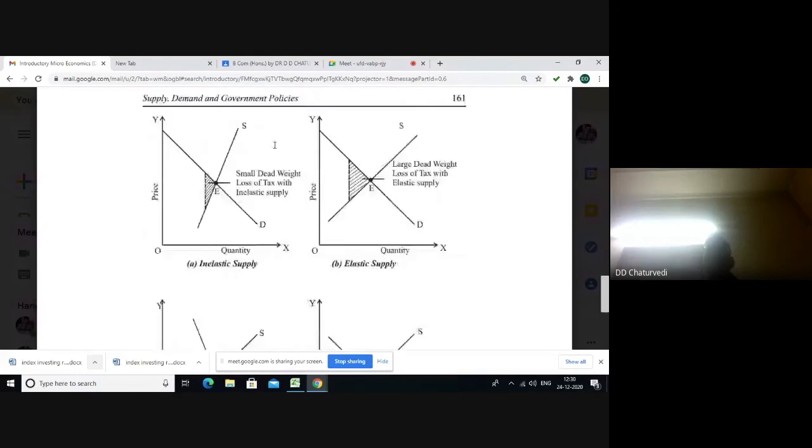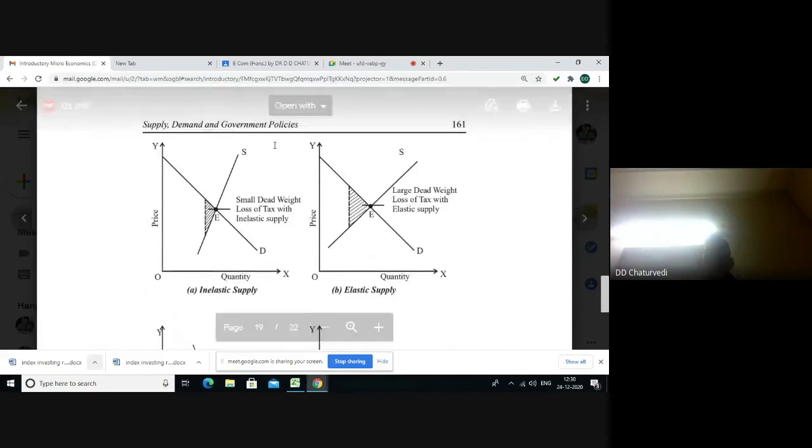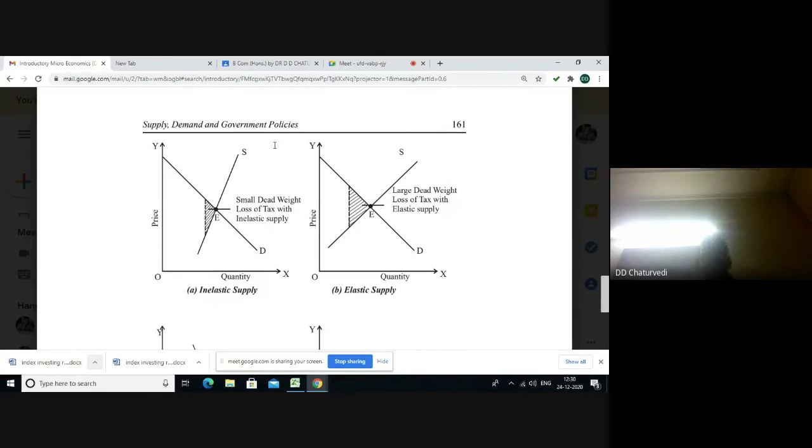In figure 6.13a, supply curve is steep, indicating low elasticity of supply or inelastic supply. In figure 6.13b, elasticity of supply is high. This is shown by flatter supply curve. For the same tax per unit, which is measured by the gap between demand and supply curve, we find that there is large deadweight loss of tax when the elasticity of supply is high.